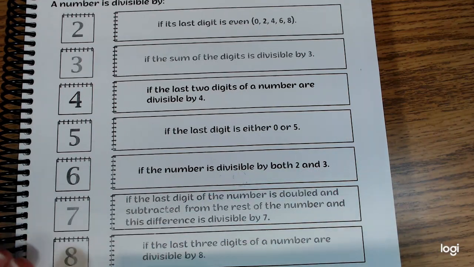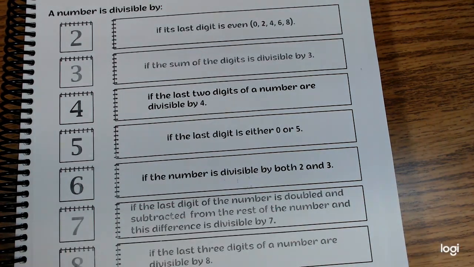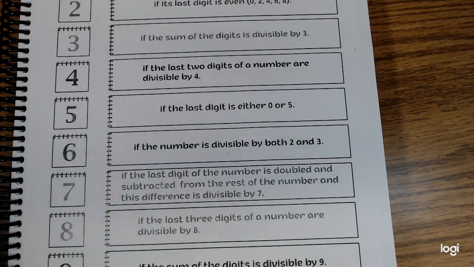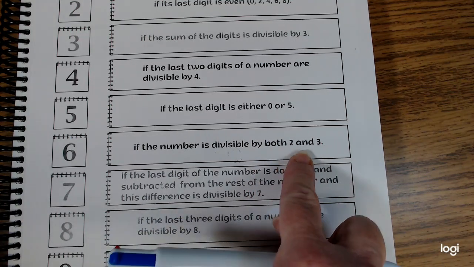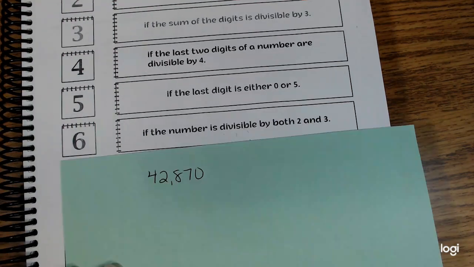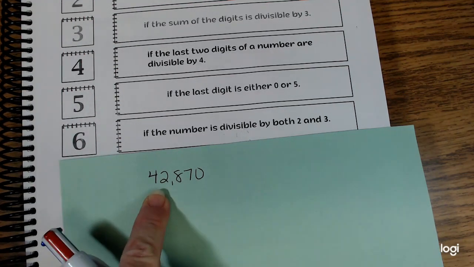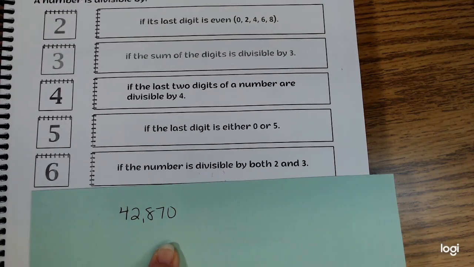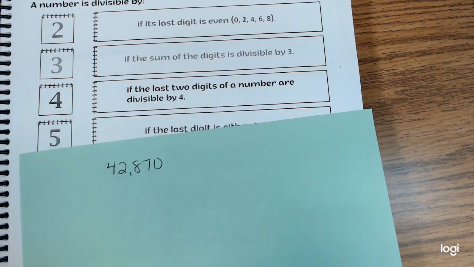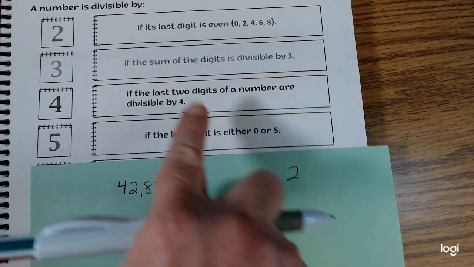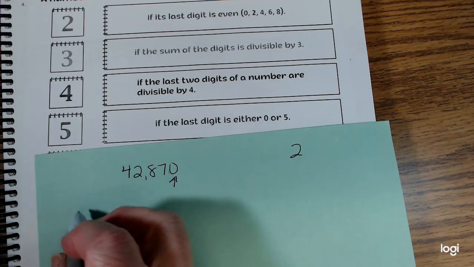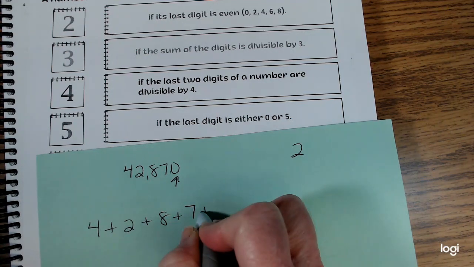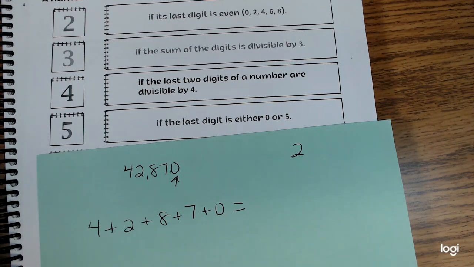All right, let's go down to the 6's. The 6 is a new rule that I did not introduce you to yesterday, but I'll look at it with you real quick. It says if the number is divisible by both 2 and 3. All right, so the number that you see here I have is 42,870. Well, I know that this number can be divided by 2, and the reason I know it can be divided by 2 is because it ends in a 0. Okay, so 2 is a factor. 3, remember the rule for 3 is I do this. And I add them up.